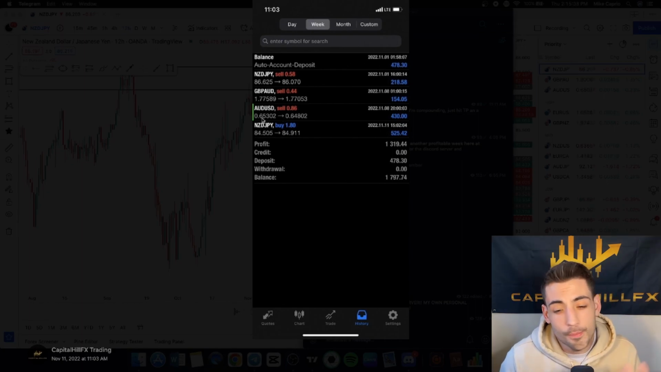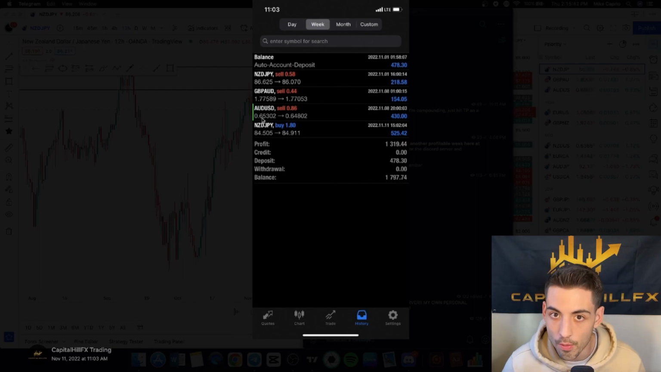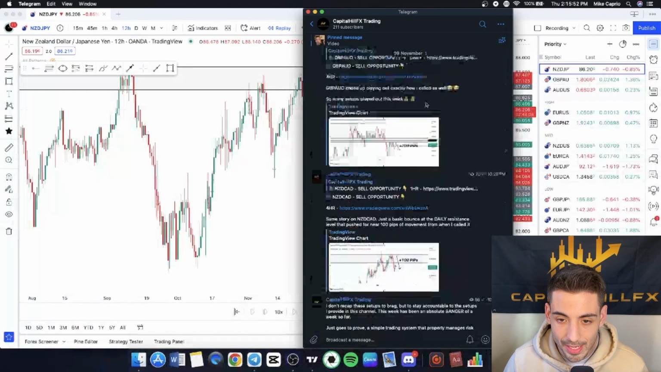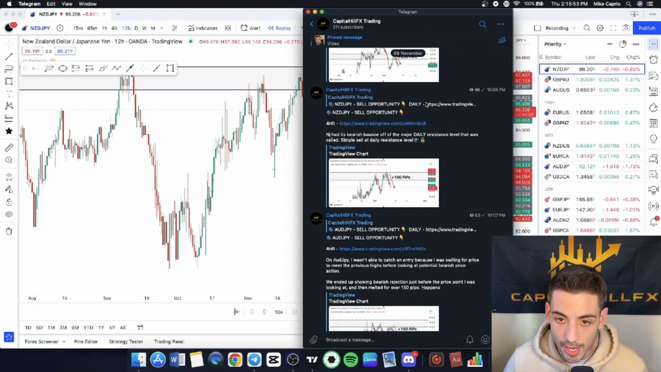But that's not all. Just because you see blue numbers on a screen doesn't mean I actually placed the trades, although I actually did place the trades. You shouldn't take my word for it, right? Let's scroll back into the Telegram channel and see live time me calling these trades out. So we can see NZD/JPY, November 1st. Let's go back to November 1st and look for NZD/JPY.